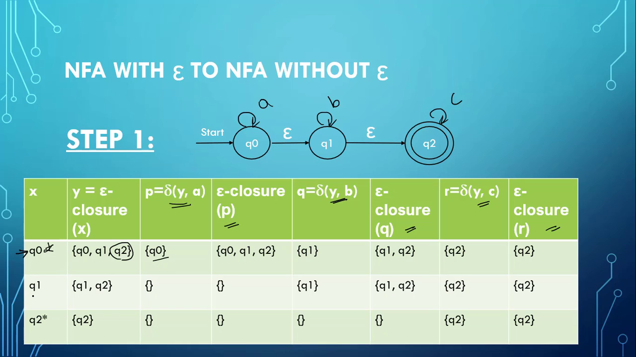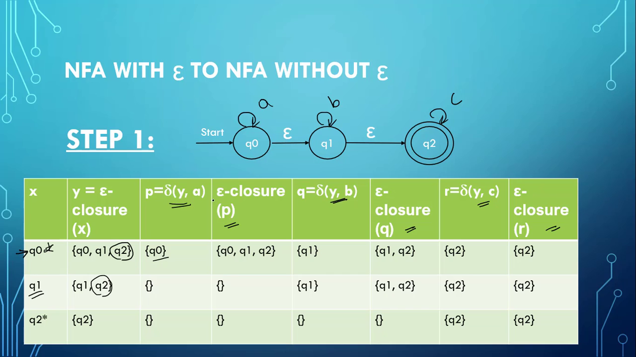Now here you can observe that Q1 has Q2, which is our final state, appearing in its epsilon closure, but Q1 will not become our final state, because in the guideline it was mentioned that if and only if the start state has Q2 or the final state appearing in the epsilon closure, we will mark Q0, that is the start state in our case, as the final state.